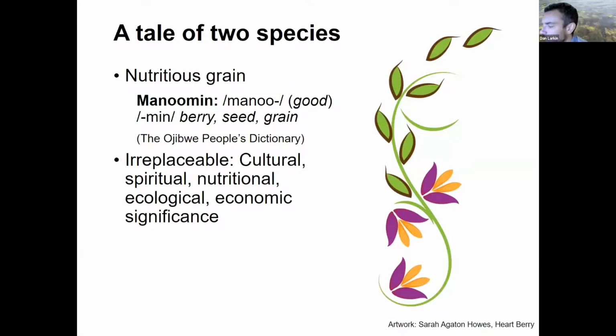And it's a really important species in a lot of ways. Of course, one of those ways is culturally, nutritionally, and spiritually. Its Ojibwe name is Manoomin, referring to the good seed or the good grain. And it's really central for many Native people throughout the Great Lakes region, and many people, Native and non-Native alike, in Minnesota, as an irreplaceable resource.